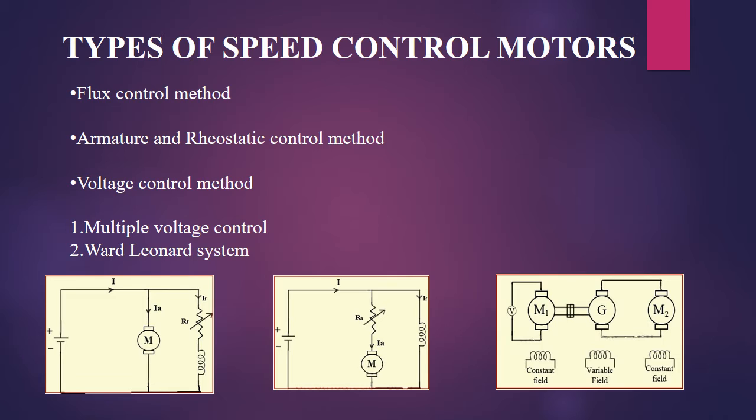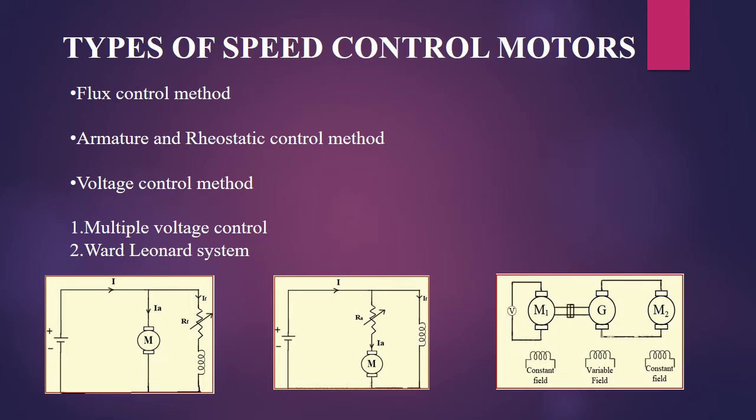Speed is inversely proportional to the flux. So by varying the flux we can change the speed of the motor. In this method a variable resistance is placed in series with the shunt field winding. So the field rheostat reduces the shunt field current, so the flux also gets reduced. Therefore, the speed can be raised above normal speed.